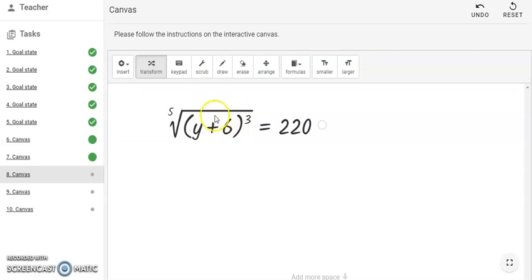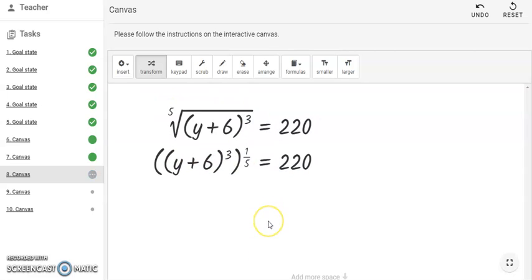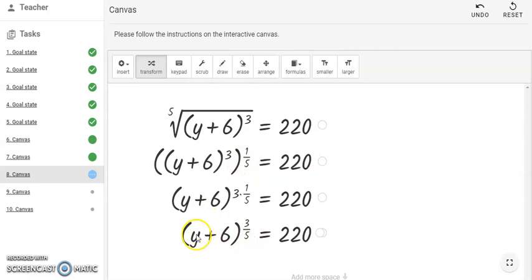This time everything is underneath the radical, so what we're going to do here is pull the 5 out to the right here, which becomes 1/5. And we're going to multiply the exponents of 3 and 1/5 to get 3/5. Because the y plus 6 is in parentheses, we're going to need to turn this exponent into a 1.